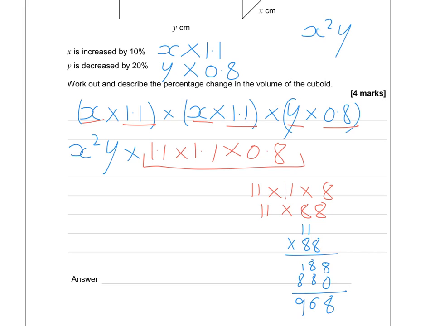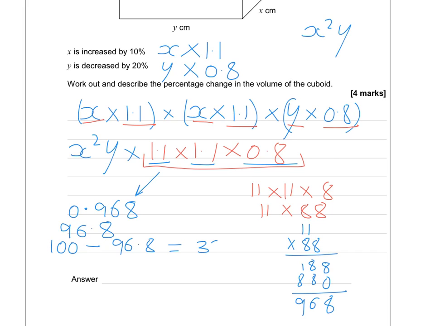Now, of course, the calculation we actually want is 1.1 multiplied by 1.1 multiplied by 0.8, which means that this product is actually 0.968. So x squared y has been multiplied by a multiplier of 0.968, which means that the new volume is 96.8% of the original volume, which means that there has been a percentage reduction of 100% minus 96.8%, which is a 3.2% reduction.